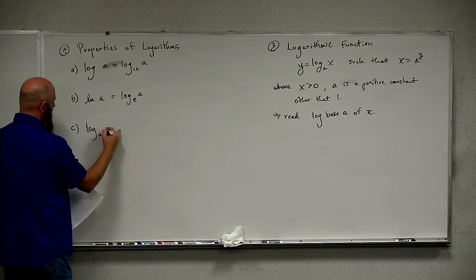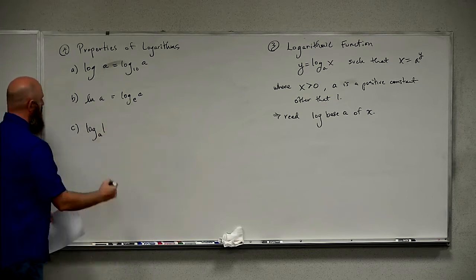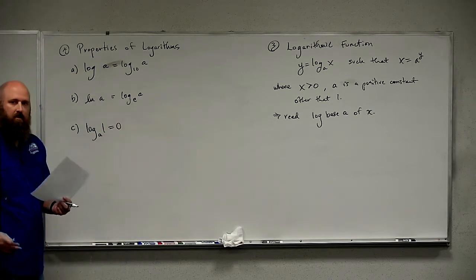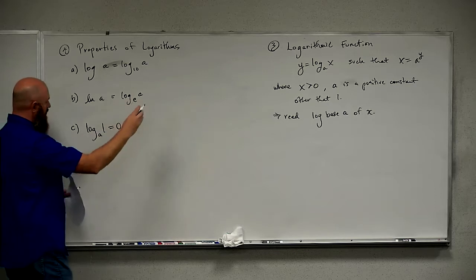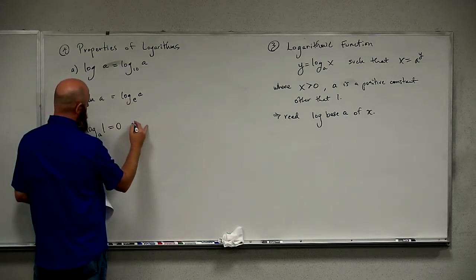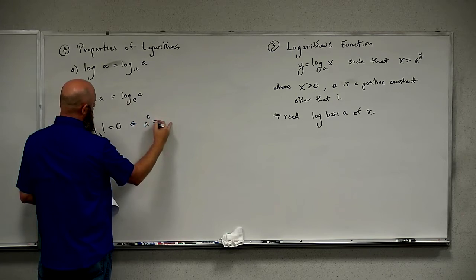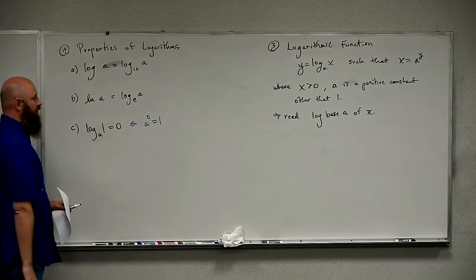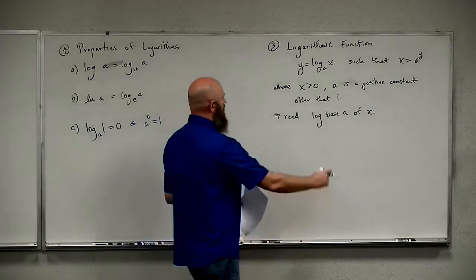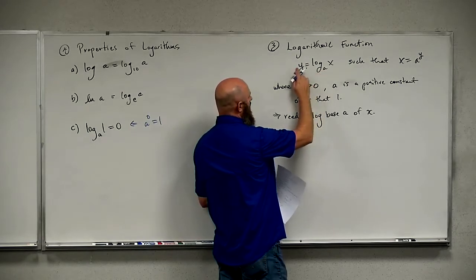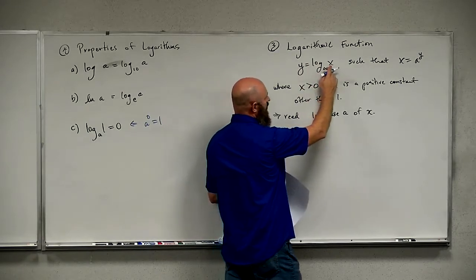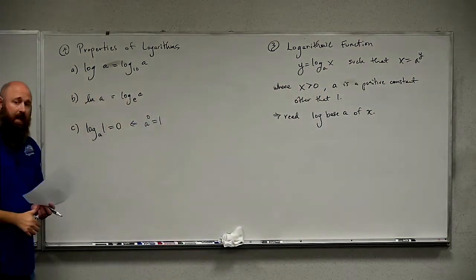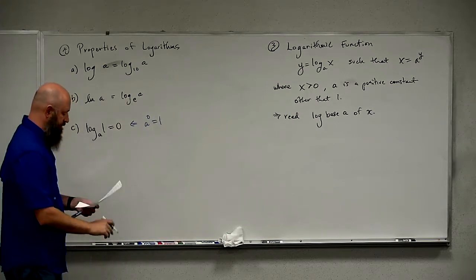Log base A of 1 will always equal 0. Now, why is that? If we were to use our formula and rewrite this, it is because A to the 0 power equals 1. You'll notice if we look back here, A to the y power equals x, so that's the same thing that we have. We can rewrite those pieces. That is something we are going to have to do later on, and we'll look at that.